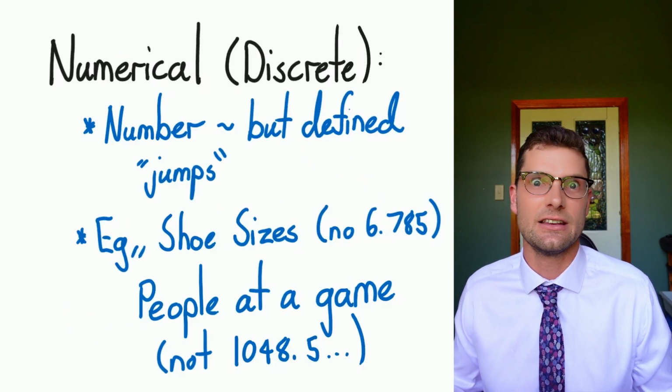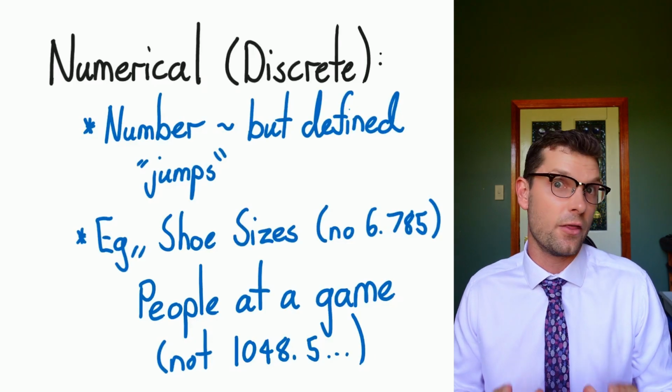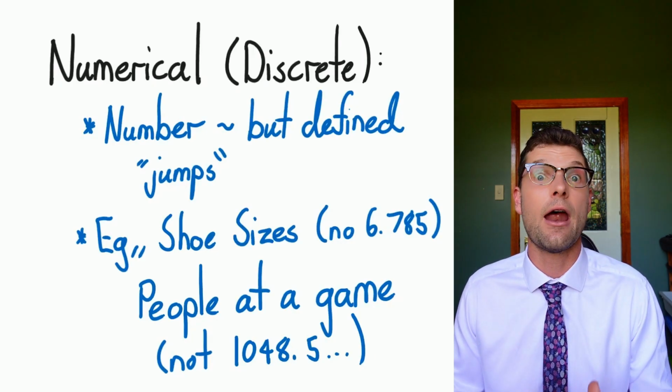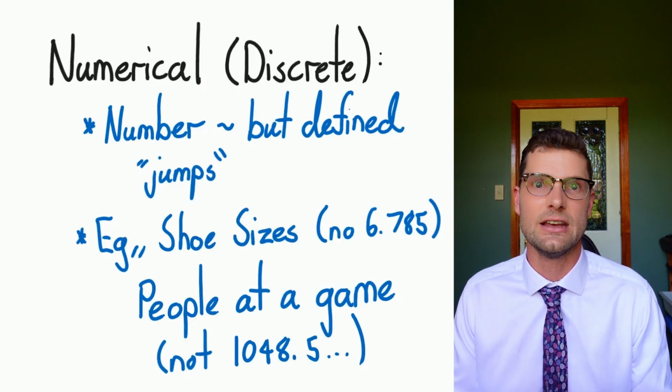So the second type is obviously numerical, and this is where numbers come in. There are actually two types of numerical data. The first one is called discrete, and this is where there are no in-betweens. We're dealing with 0, 1, 2, 3, no decimal points.